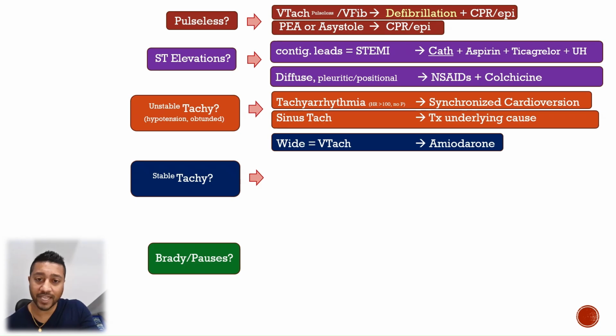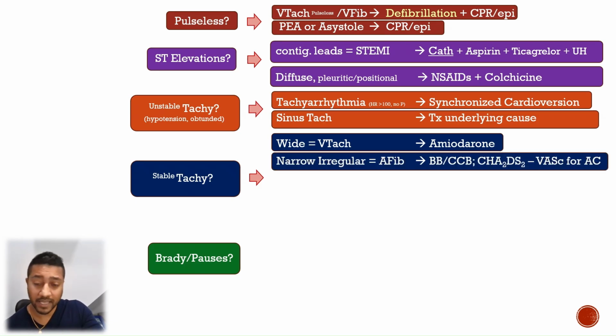If I'm dealing with a tachycardic patient that's instead stable, I know that I'm only dealing with a handful of possibilities. If they have wide QRS complexes, that is VTach until proven otherwise, and that person is getting amiodarone. All of these stable tachycardic patients get medical treatment. If I have a patient who is stable but tachycardic, and I see a narrow irregular rhythm, that is atrial fibrillation until proven otherwise. And again, these guys get medical management.